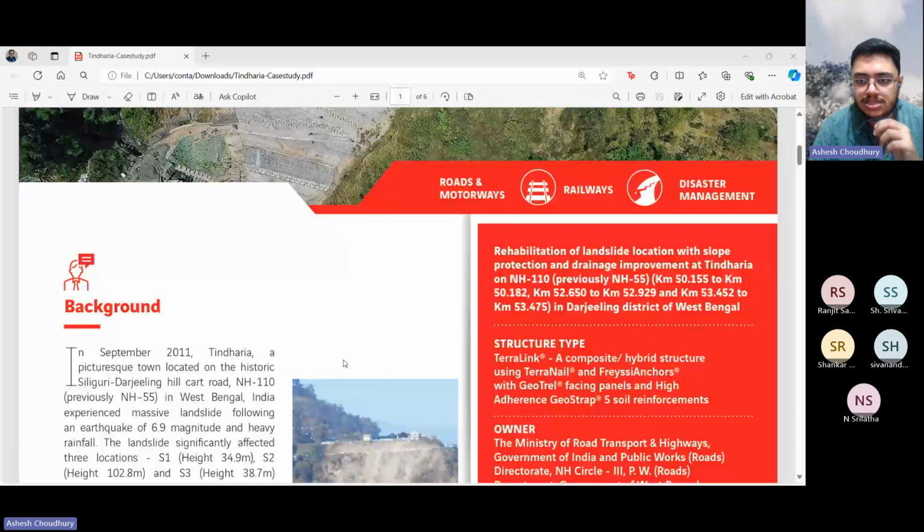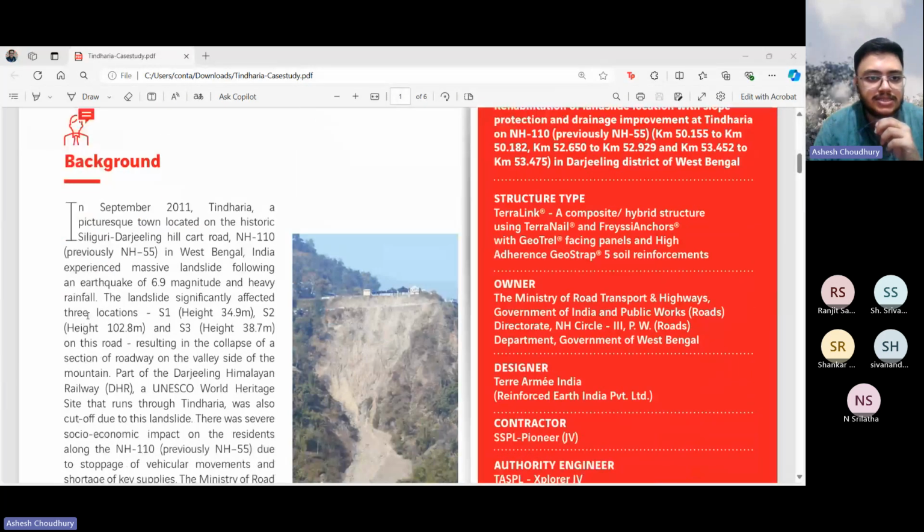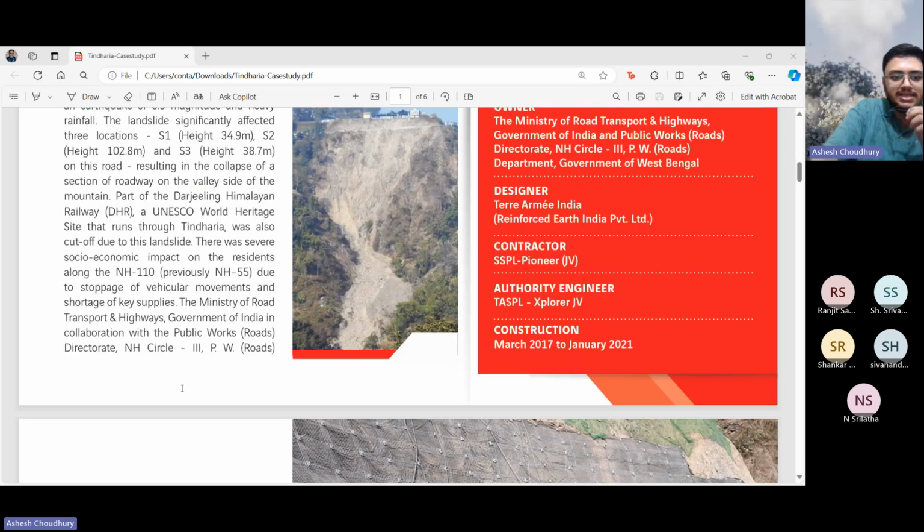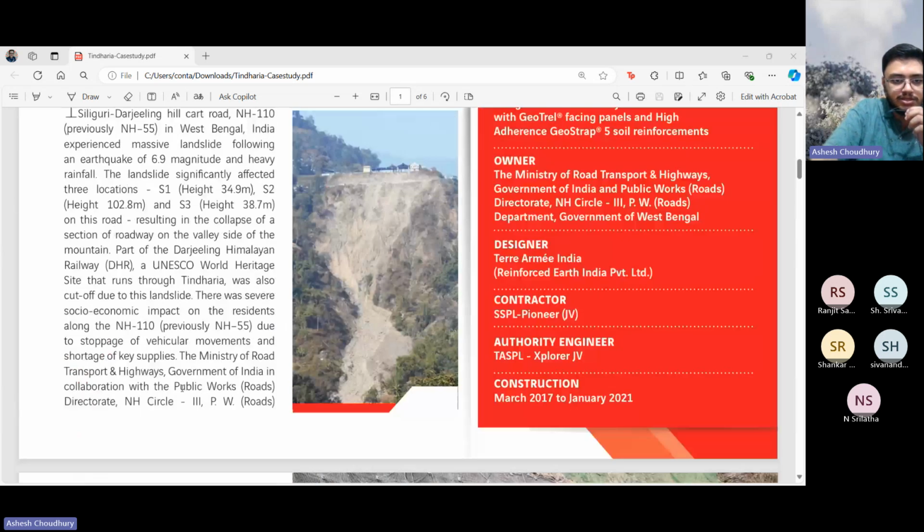So what happens? You can see here, in September 2011 there was a huge landslide. Due to the earthquake, there was a huge landslide that damaged the total road and everything. So they decided, initially it was decided. So here it is written. I will show you.